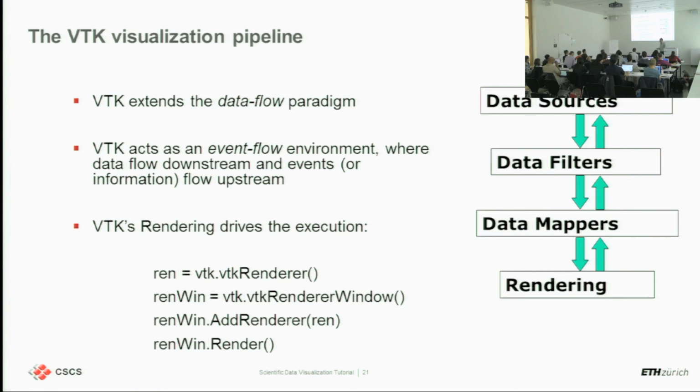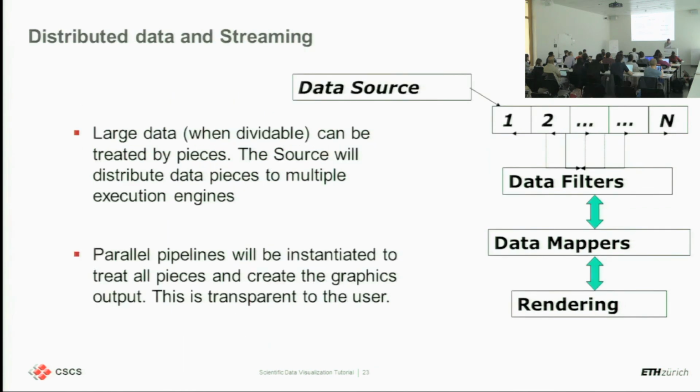Finally, I said that the VTK pipeline is triggered by the rendering part. So it's the very last part here, rendering, and this is why I have an up arrow. The rendering decides to make an image, and we program it like this. We get a VTK renderer, a VTK render window. We add the renderer to the window, and this command here, you will be repeating multiple times through the exercise to actually make the image. Streaming, I've briefly mentioned it earlier. If we can break the data into multiple pieces, we can actually execute that in multiple passes. This is called data streaming.